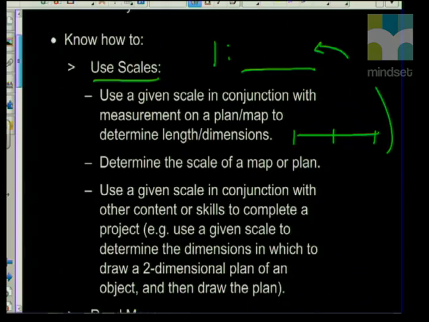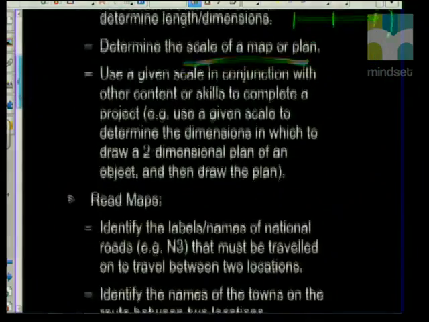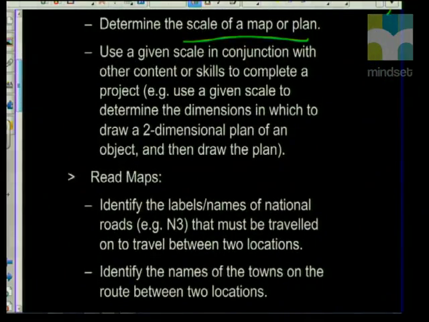If you are given measurements of parts of a map, you need to be able to determine what the scale is. You need to use a given scale in conjunction with other content or skills to complete a project. For example, given a scale, determine the dimensions in which to draw a two-dimensional plan of an object and then draw the plan. So they would be giving you a scale and you will be told to draw an item to scale.